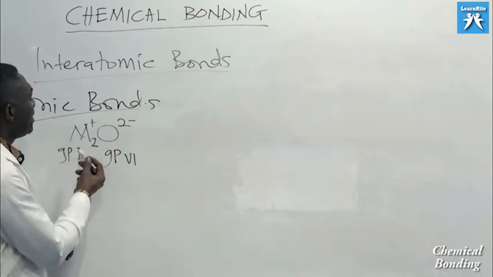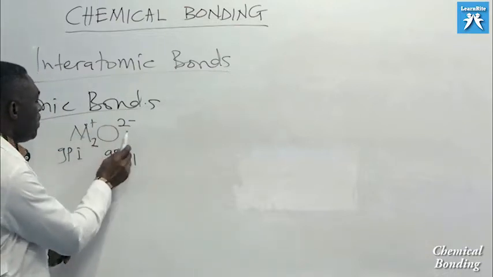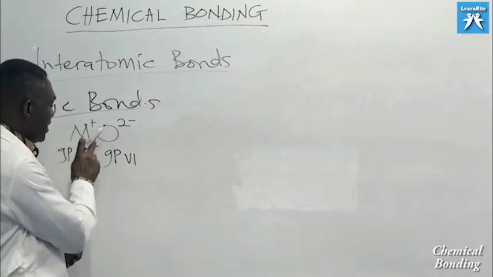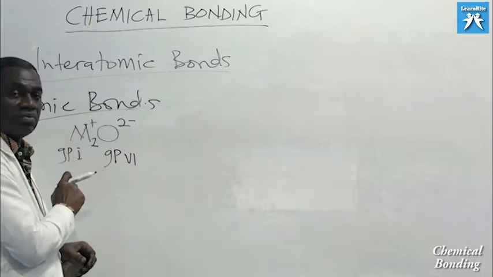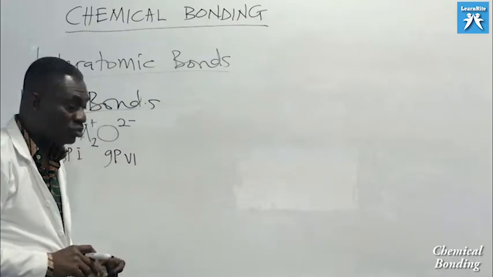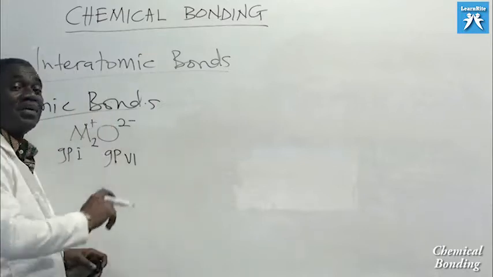So here the formula is plus 1, minus 2. But because there is 2 here, it means that you are getting plus 2. In other words, it is plus 1 times 2. That gives you plus 2. And it combines with the minus 2.